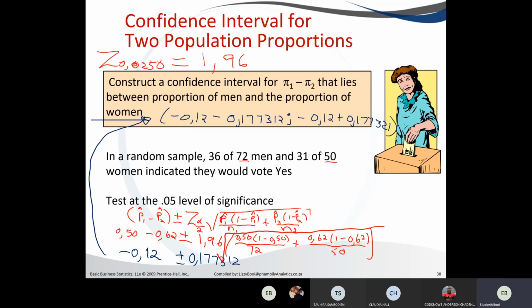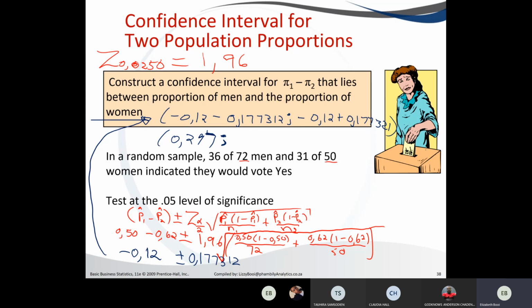Minus 0.12 minus 0.177312 equals, and I get minus 0.297. I'm going to leave it at 3 decimals for now, because I've already written 2. Remember, you will look at the options you get in the exam to see how many decimals you're leaving it at.